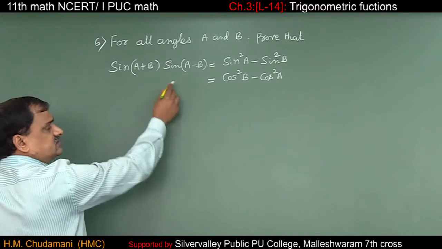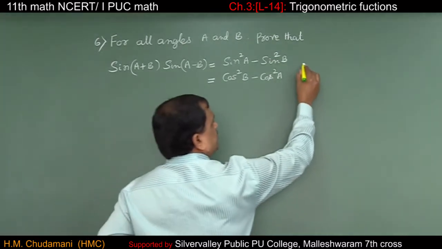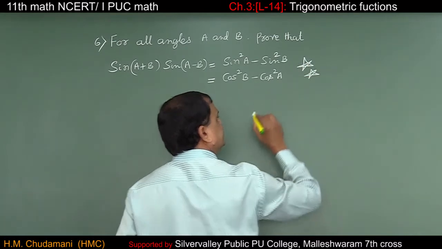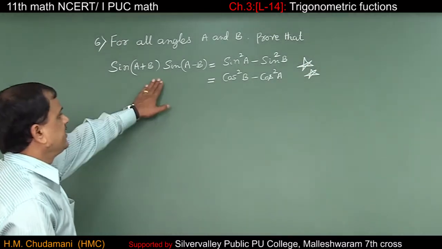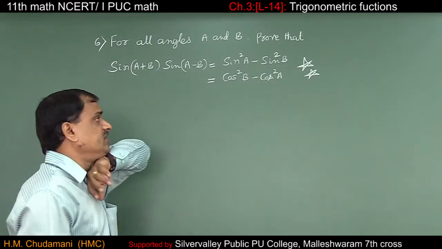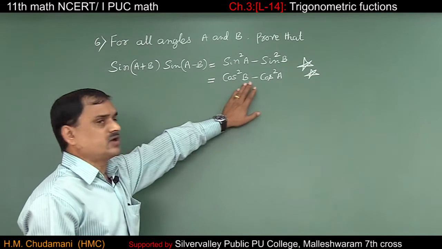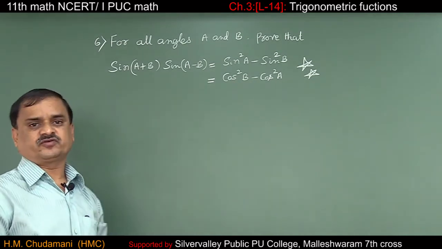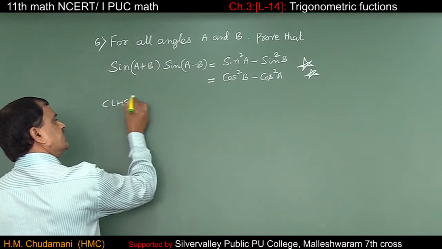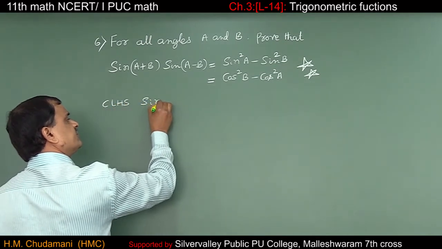So let us take the left hand side. This is a very important identity actually. You are supposed to remember these. Sin of A plus B into sin of A minus B is sin square A minus sin square B, which is also equal to cos square B minus cos square A. Consider the left hand side. Let us prove the RHS.